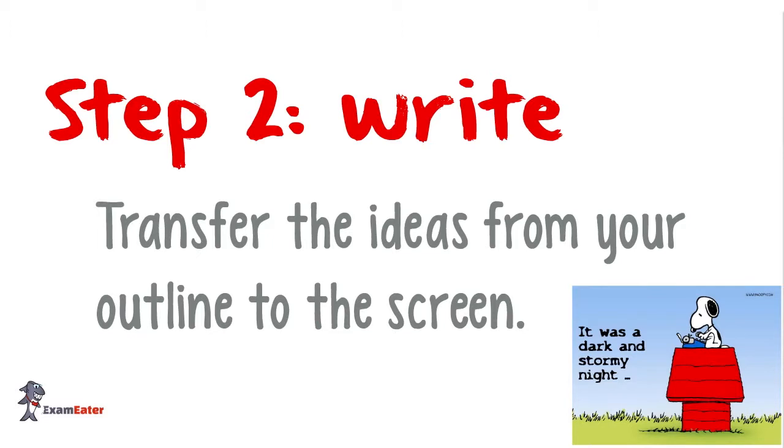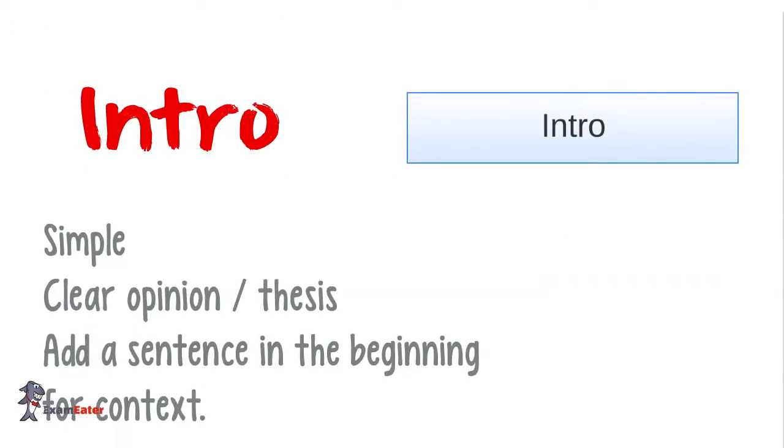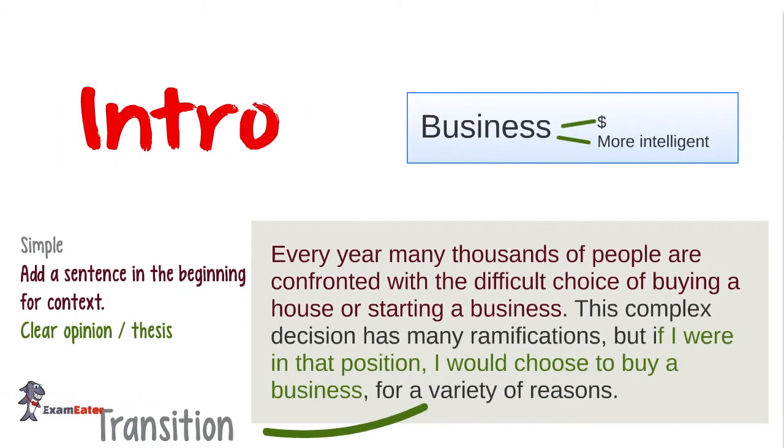Okay, so now that you have your plan completed, what you're going to do is transfer the ideas from your outline to the screen. And this is kind of the most important part of the whole thing. First, what you're going to do is write your intro. And it should be simple. I need a very strong thesis or opinion statement in it. And then you may want to add a sentence in the beginning for context. So it'll look something like this.